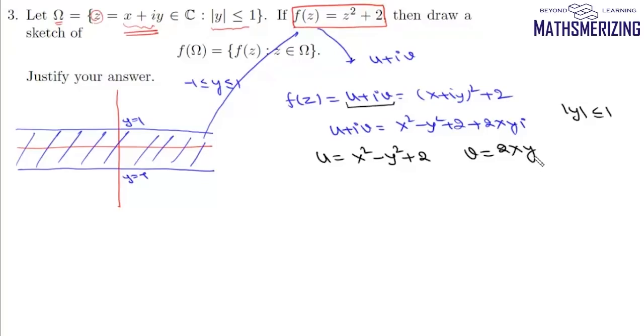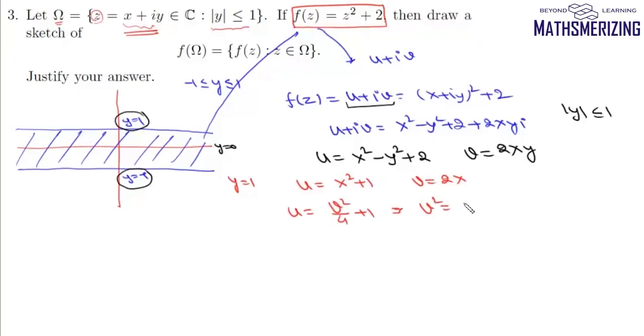Now we'll begin with the boundary cases, which are when the value of y is 1, when the value of y is minus 1, and also when the value of y is 0. So when y is 1, u will be x square plus 1 and v will be 2x. So we can write x as v by 2, and u is v square by 4 plus 1. So we'll get this parabola, which is v square equals 4 into u minus 1.